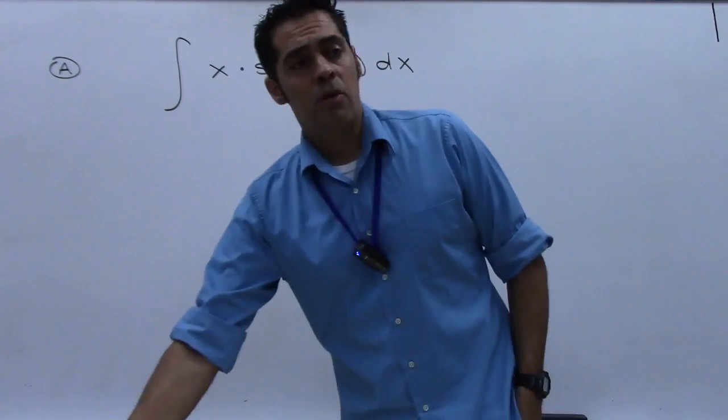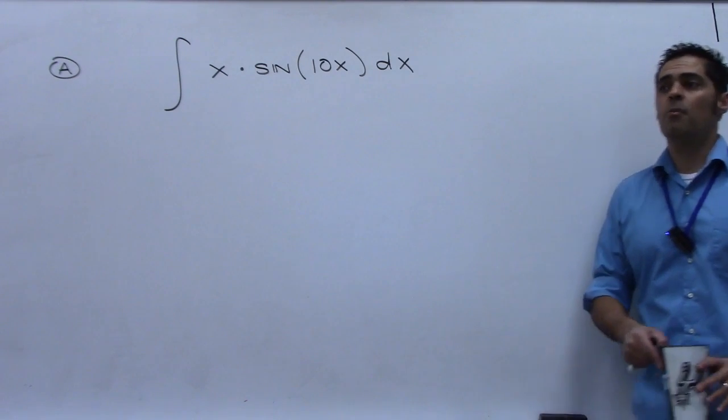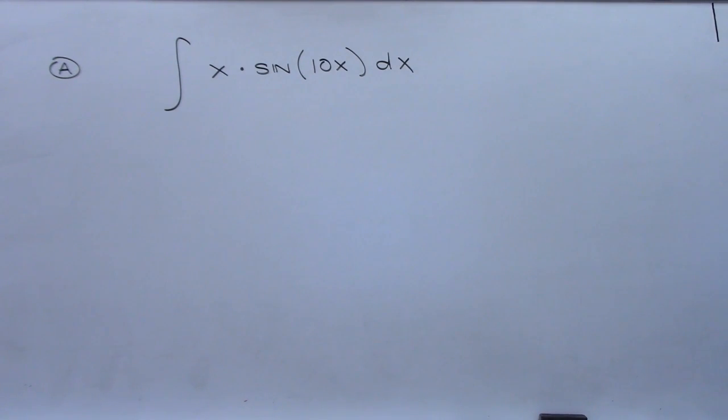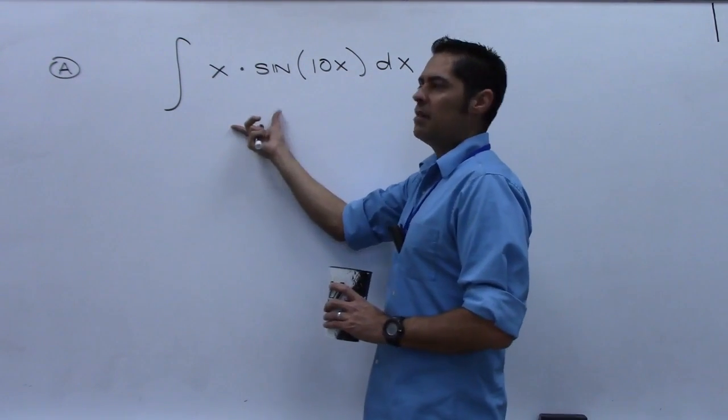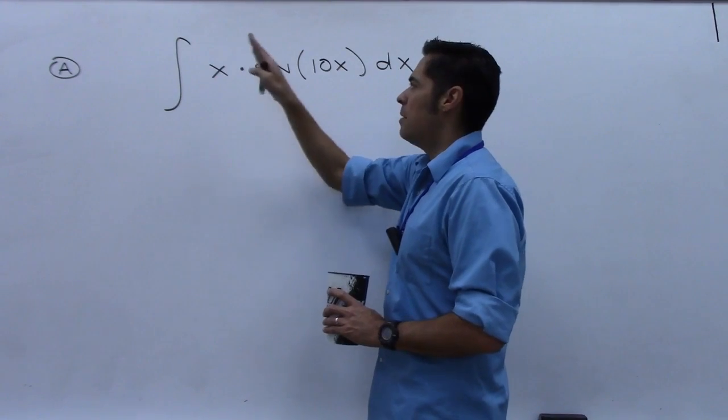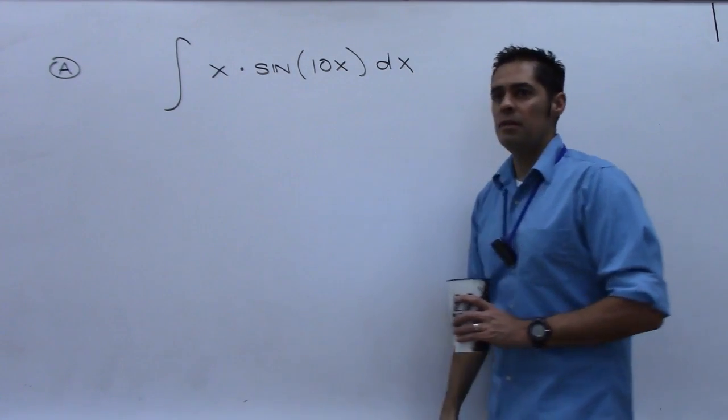Now let's first appreciate the fact that there's nothing we can do walking in today with this integral. We cannot split this into two integrals, right? Because it's multiplication, we can't just give the antiderivative of this and this one separately.